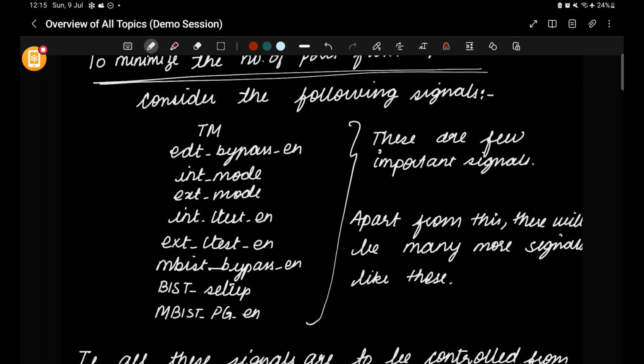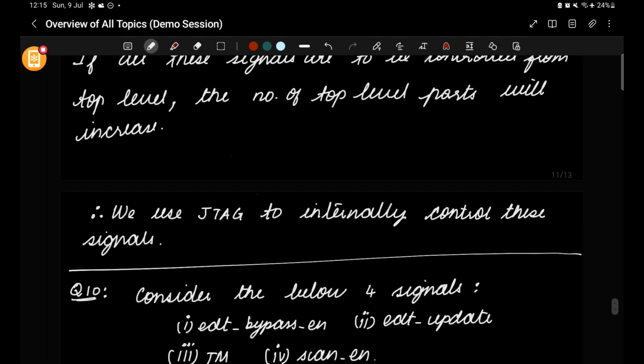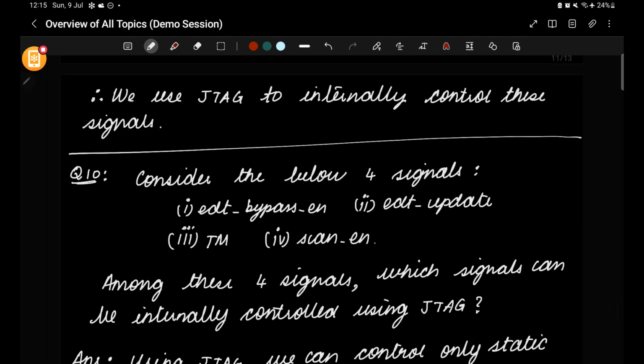How is it done? When we understand the JTAG architecture, you will understand how these static signals are internally controlled using JTAG. With JTAG, we will be able to control only static signals. The signals which change their value during the run, we cannot control using JTAG; we need to control them from the top level. In this case, EDT update and scan enable change their value within the run itself, so they cannot be controlled using JTAG. We need to control them from the top level. So this is what is for JTAG.